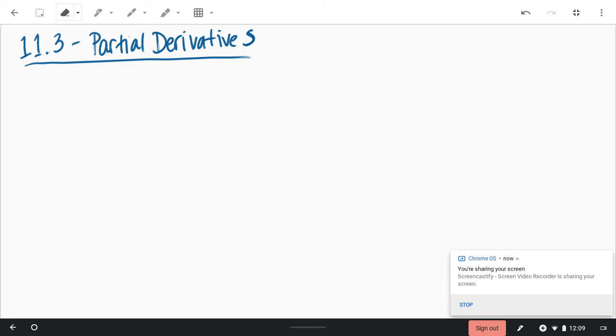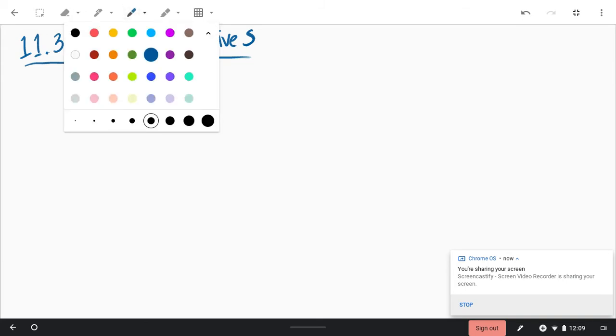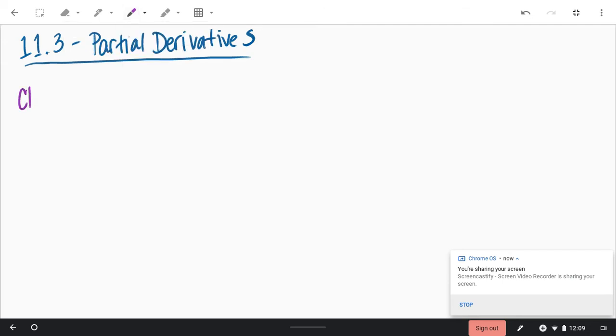Okay, we're going to do section 11.3, which is partial derivatives. To begin, though, we're going to do a little refresher on your definition of a derivative that you learned way early on in calculus. So in calculus, you learned that if we had g of x, so I'm going to do like Calc 1 here.